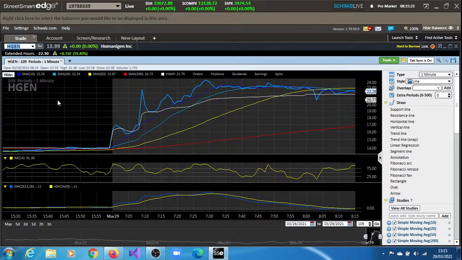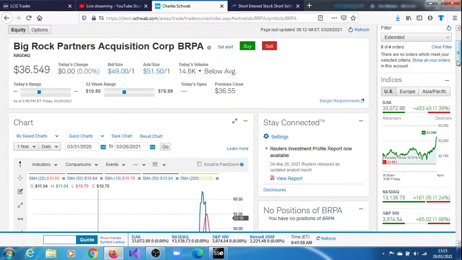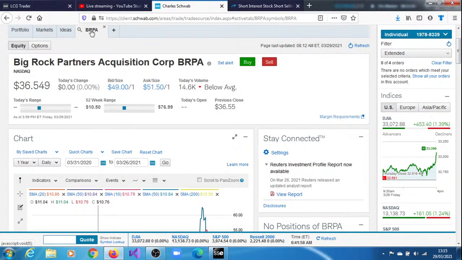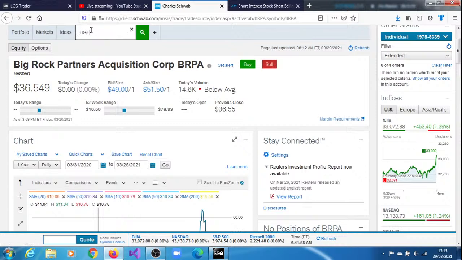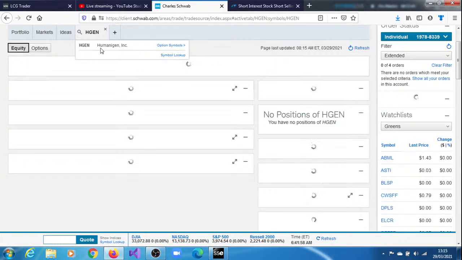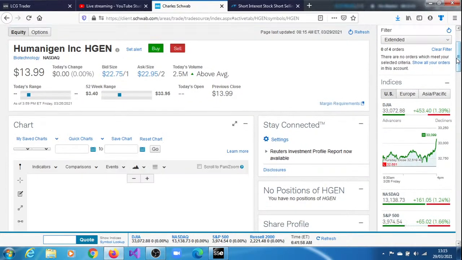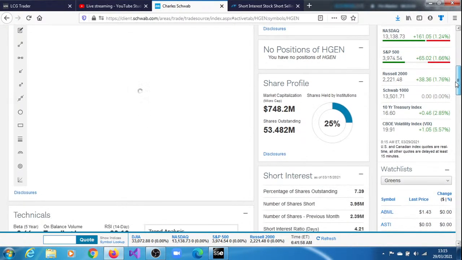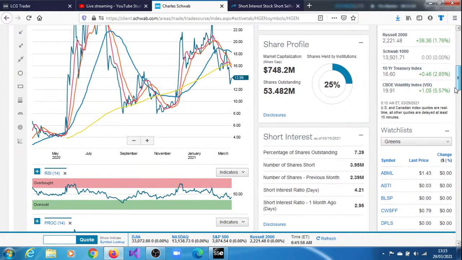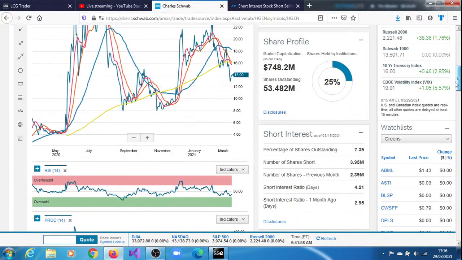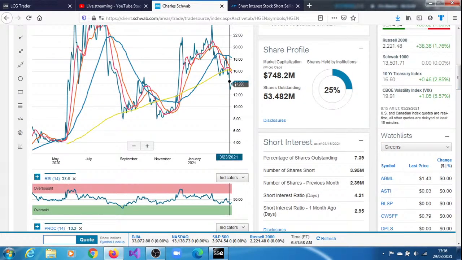HGEN is up 59.4%. Okay, so let's see whether we can find any news concerning it. So you can see it has a market cap of $748.2 million. Shares outstanding is 53.482 million. And you can see it's currently trading below all of its trend lines.